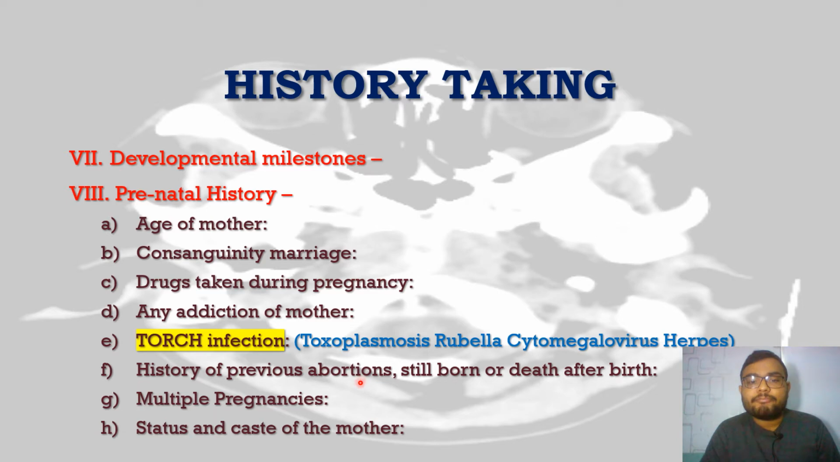Then comes your history of previous abortions, stillborn or death after birth. Now, when you are mentioning this, there is a specific criteria like G2 plus 2, right? So you will learn that eventually in your obstetrics and gynecology class. So I don't need to mention that, but please remember you need to mention that previous abortion history or stillbirth history, if any. Then you need to mention if the pregnancy was a multiple pregnancy, right?